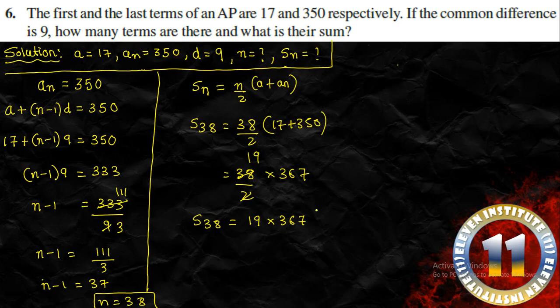Now you have two options, right? You can either simply multiply these two numbers, or you can use your mathematical brain to apply some shortcuts. See, what we shall do is we shall write 367 over here, and again I will write 367 over here. Now when I add them, what I get is 734.